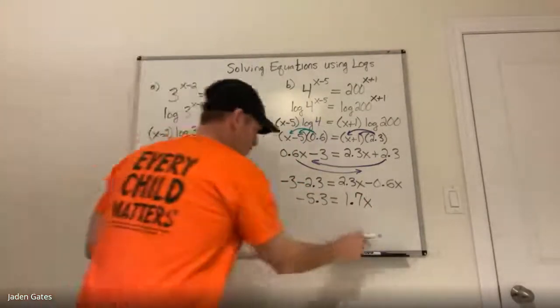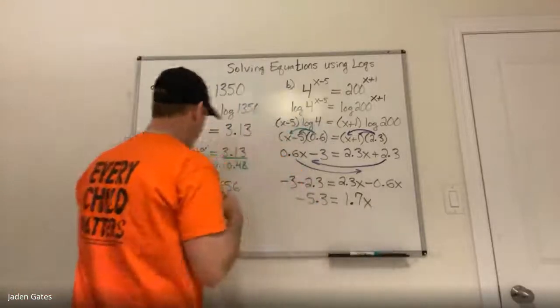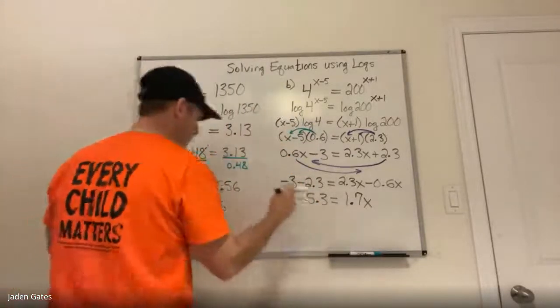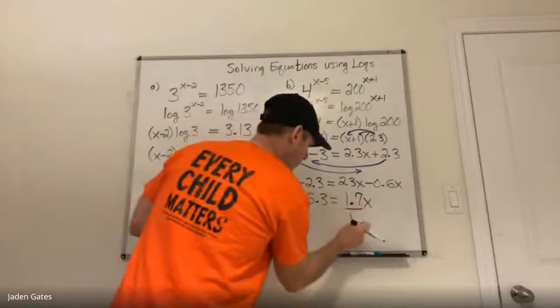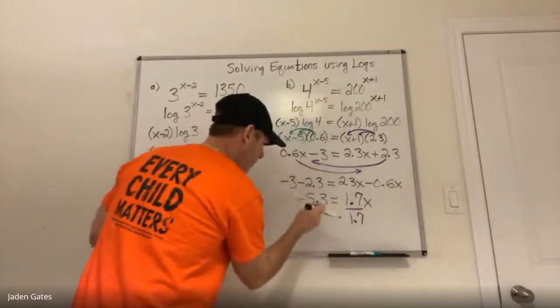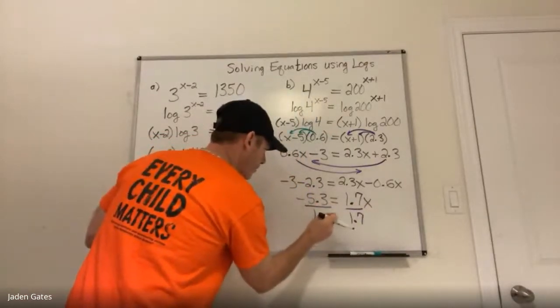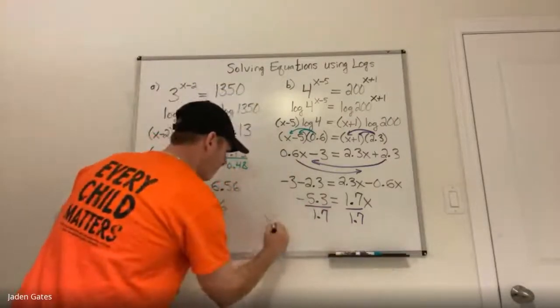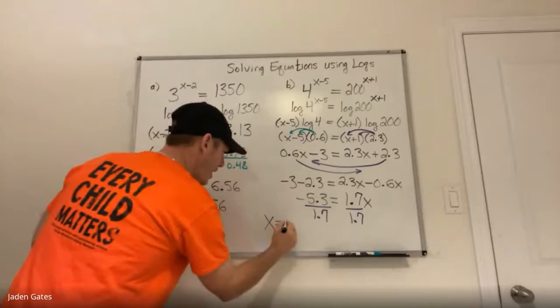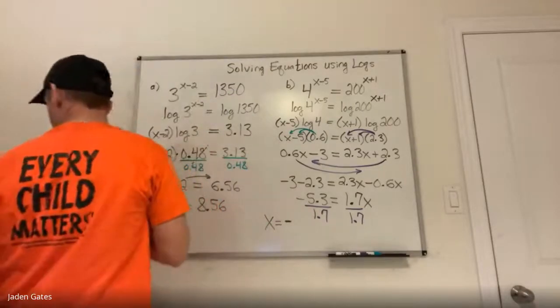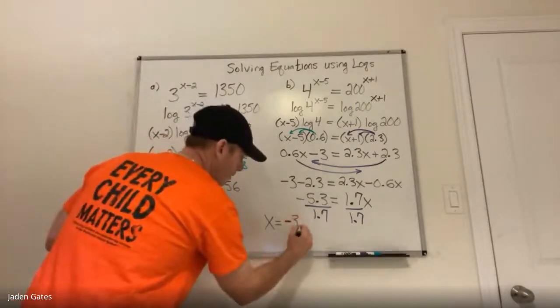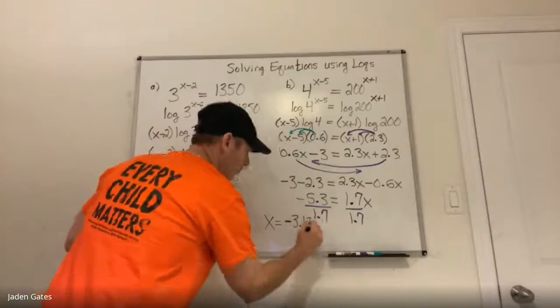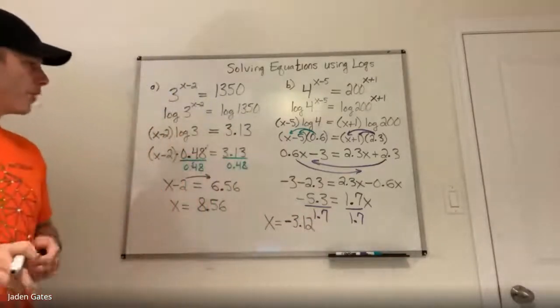Now the last step, I divide by my numerical coefficient, 1.7. Almost running out of room here. And my x value is equal to negative 3.12. And there we go.